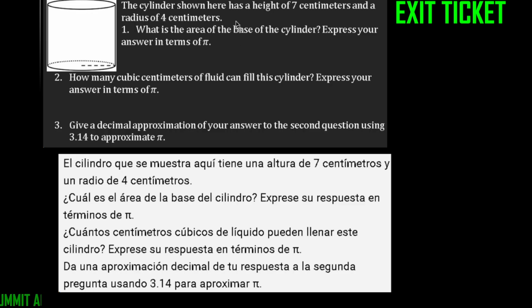So find the area of the base, find the volume, and then give the decimal approximation to the second question using 3.14. So substitute 3.14 in for pi after you find that volume. Make sure you have those labels: solve for the area of the base, solve for the volume in terms of pi, and then plug in 3.14 for pi for that part 3.